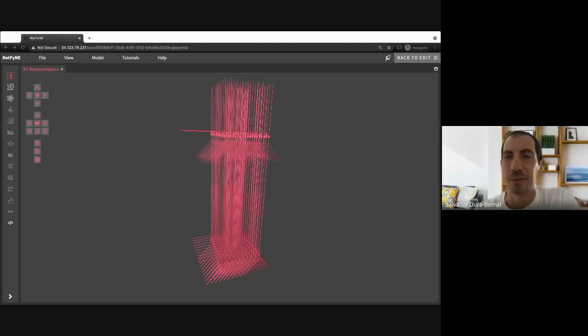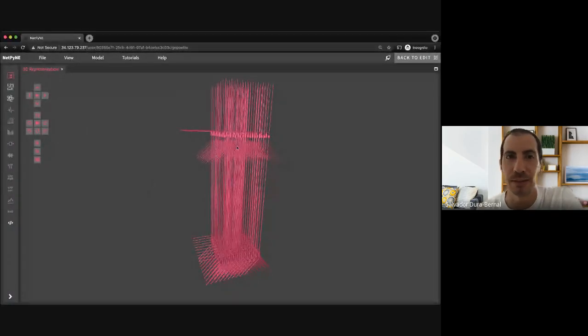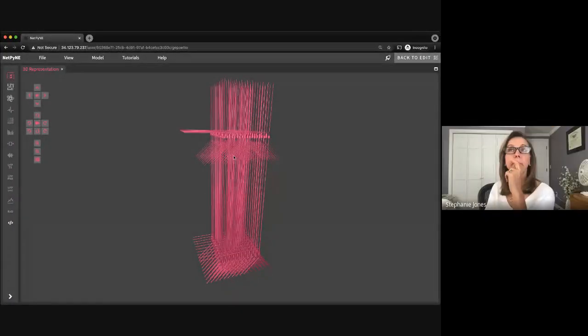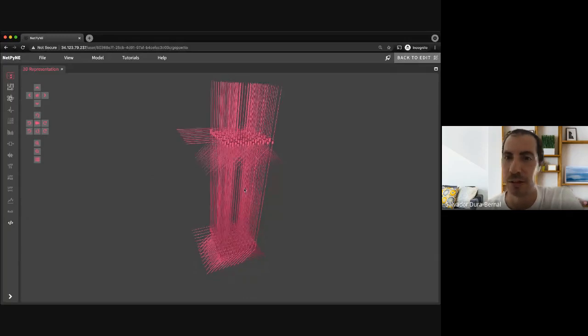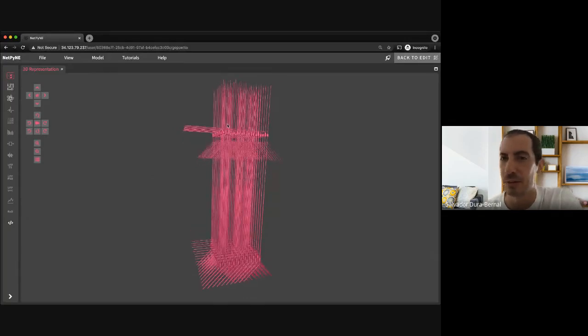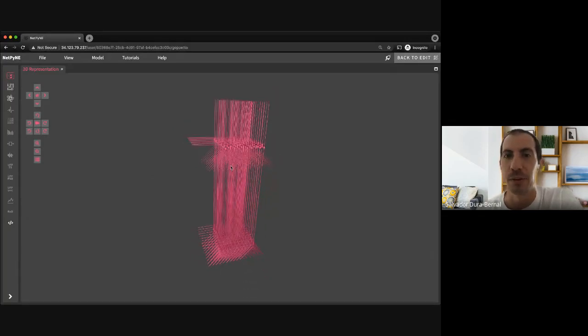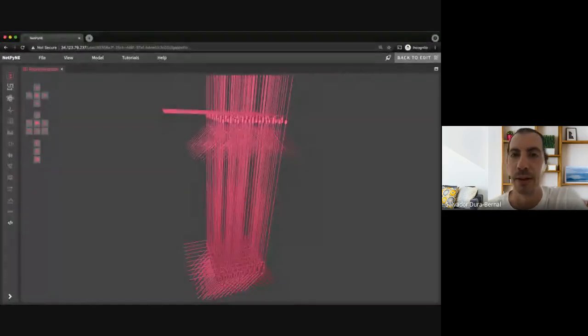I wanted to mention that the HNN model is actually available through the NetPyNE GUI. We have the file there. If you go to import and select hnn.py, you actually get the whole network model, and you get this very nice visualization. You can run the model. So it's also available through the GUI if you want to play with it.